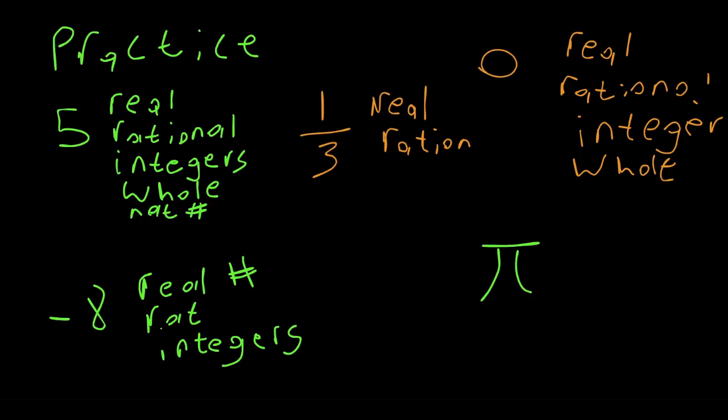And finally, we're looking at pi here. Pi is a real number, but pi is an irrational number. Well, remember, irrational is off on its own little box. And that's it for that.